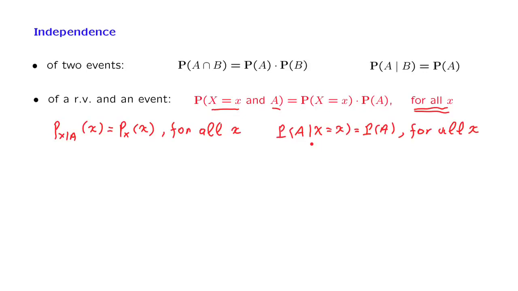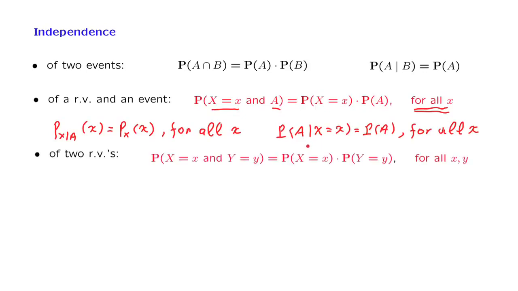We can now move and define the notion of independence of two random variables. The mathematical definition is that the event that X takes on a value little x and the event that Y takes on a value little y, these two events are independent, and this is true for all possible values of little x and little y. In PMF notation, this relation can be written in this form, and basically the joint PMF factors out as a product of the marginal PMFs of the two random variables. Again, this relation has to be true for all possible little x and little y.